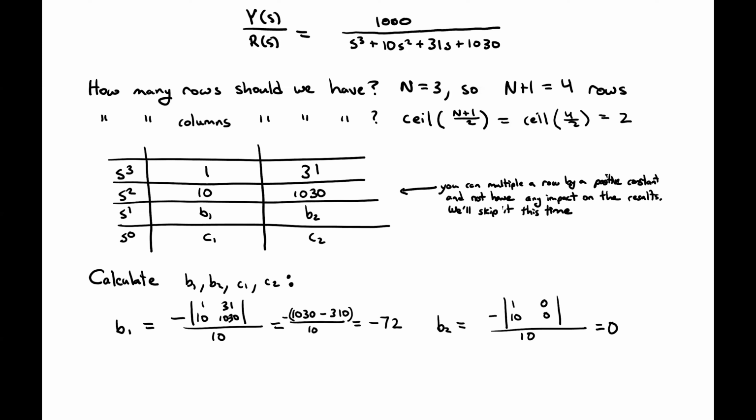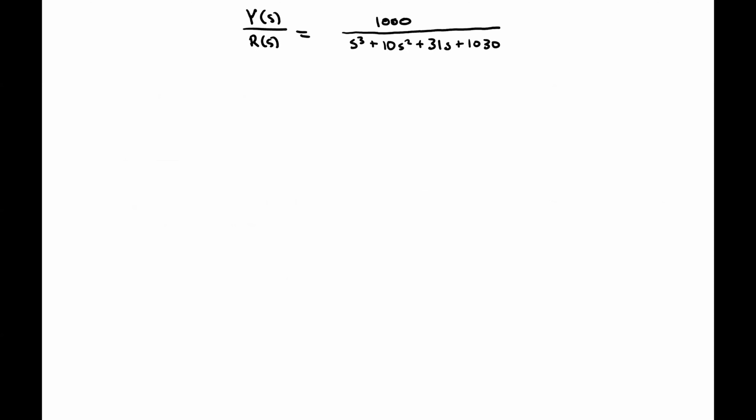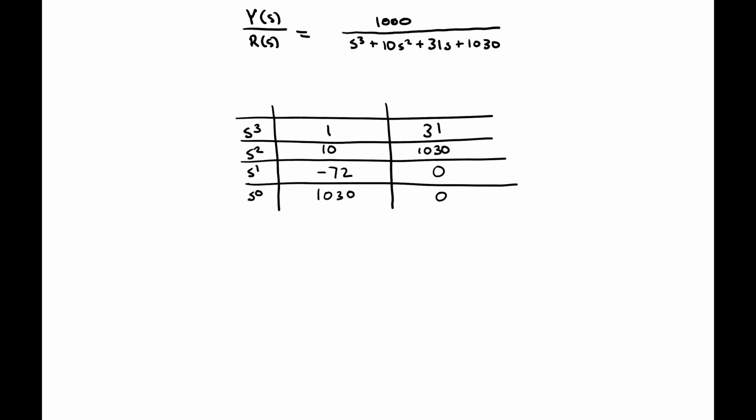Now that we've calculated B1 and B2, we can calculate C1 and C2 using the same procedure. So for C1, now it's 10 and negative 72, which is B1, and then 1030 and B2, which is 0, dividing it by the value that's above it, all the way to the left, negative 72 or B1 again. We can figure out what C1 is going to be. And using the same procedure, we get C2. Again, this would end up being 0 in this particular case here. So now we filled out our Routh-Hurwitz table, right? We have all our numbers. Now we can use the Routh-Hurwitz criterion to determine stability.